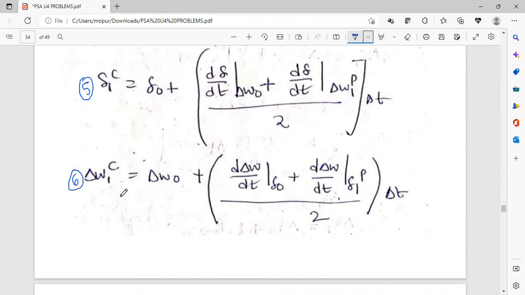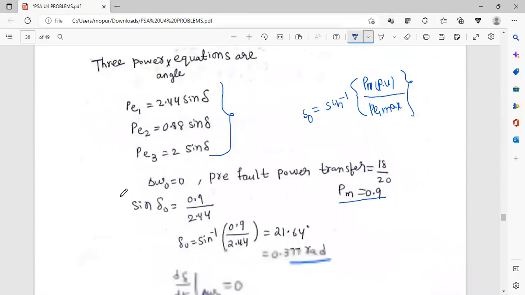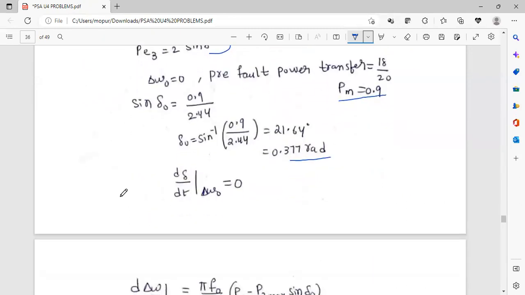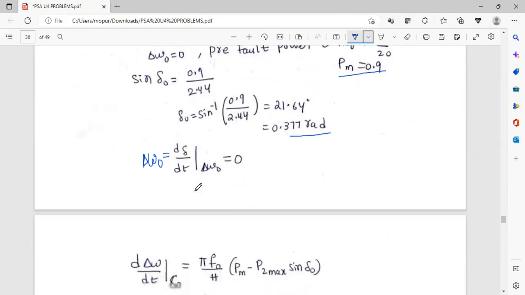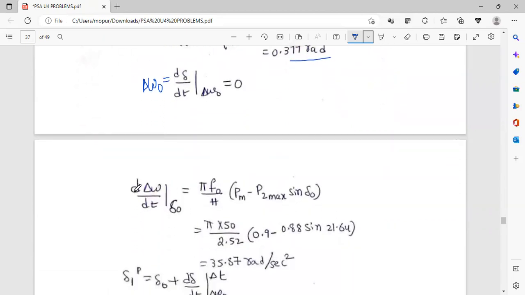Again, the same. Now we will see a problem, and you will understand. Initially, we will find P1 max, P2 max, P3 max. Now, first formula is del omega naught, which is equal to d del by dt at del omega naught, which is equal to 0. This is the first formula. Then the second formula, d del omega by dt, which is equal to pi f naught by H into Pm minus P2 max sin del naught.